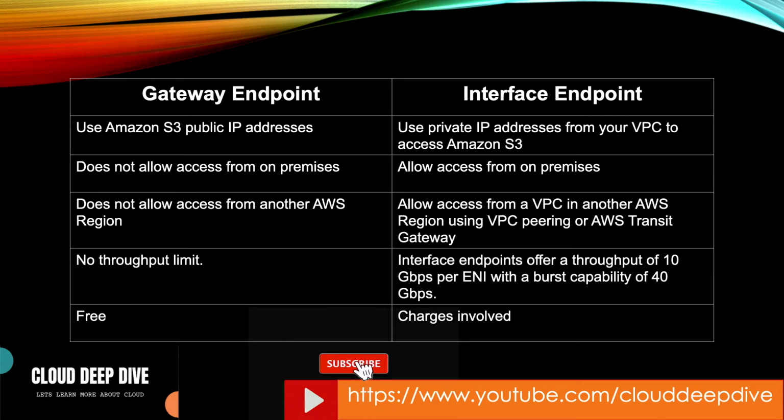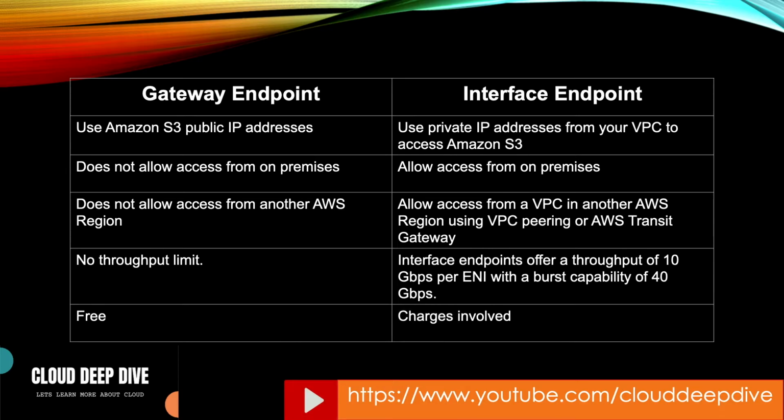Now, the next difference is that the gateway endpoint does not allow access from on-prem, while the interface endpoint provides access from on-prem. This is one of the use cases that will give you an idea of which endpoint you should pick and which you should not. Suppose you want to access these endpoints privately from your on-prem, then gateway does not allow it, and I'll tell you in a moment why. And the interface endpoint provides you that access.